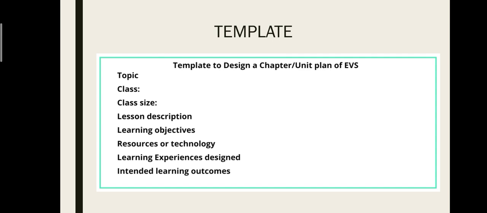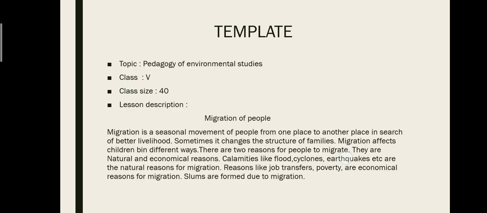The first one is topic, class size, lesson description, learning objectives, resources or technology, learning experiences designed, and the last one is intended learning outcomes. Topic: Pedagogy of Environmental Studies, class 5. Class size, here in the sense of strength of the class. In my class there are 40 students.